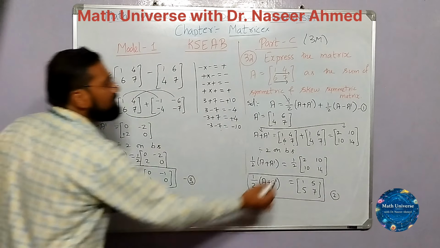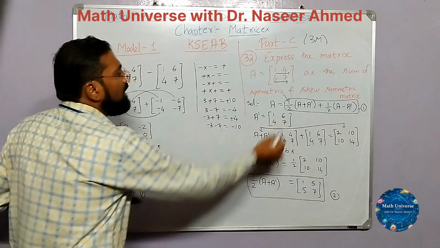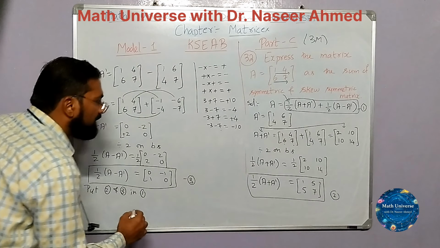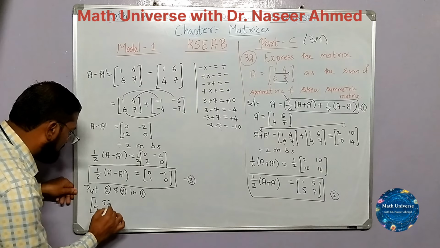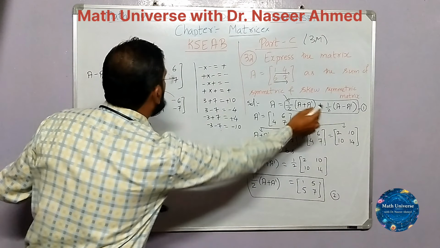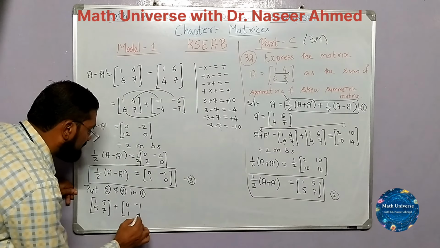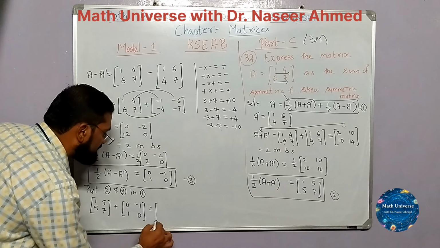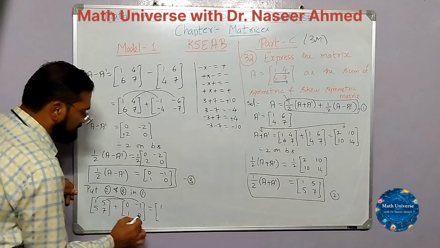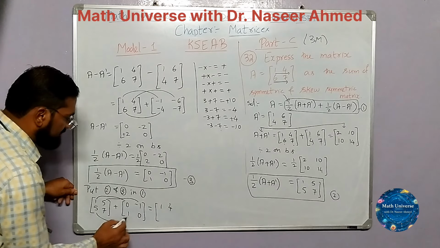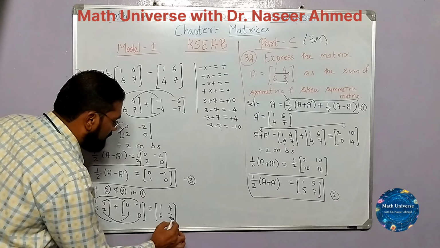When I do so, in equation number 1, I am going to put here this part of the right hand side. So half of A plus A transpose is this, that is 1 5 5 7, then plus half of A minus A transpose is here, that is 0 minus 1 1 0. Now simplify, we know how to add two matrices corresponding element. So 1 plus 0 is 1, 5 minus 1 is 4, 5 plus 1 is 6, 7 plus 0 is 7. Now let us check, have we got the same matrix?